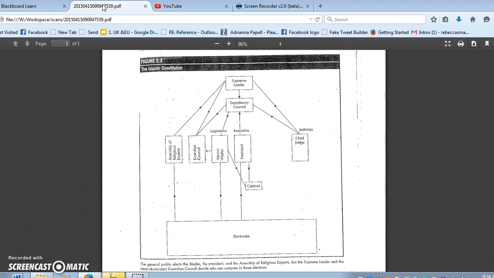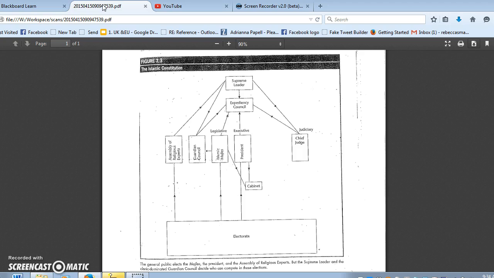This is Mrs. Small, and in anticipation of my absence tomorrow, I decided to make this recording so that you all could get a little bit of the notes that I intended to deliver to you in person. Okay, so today what I wanted to cover with you is the branches of government in the Islamic Republic of Iran.